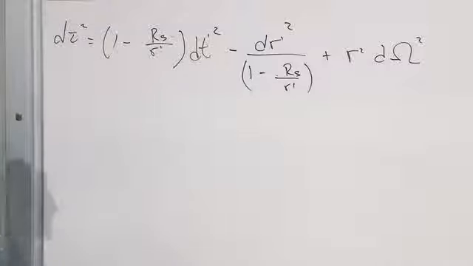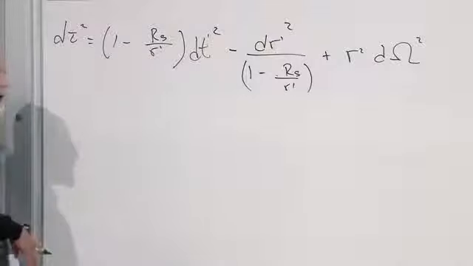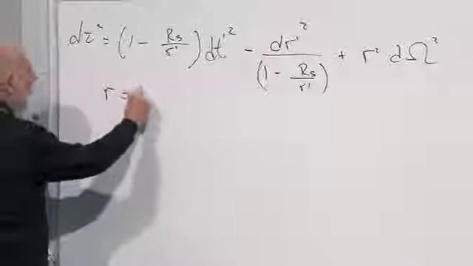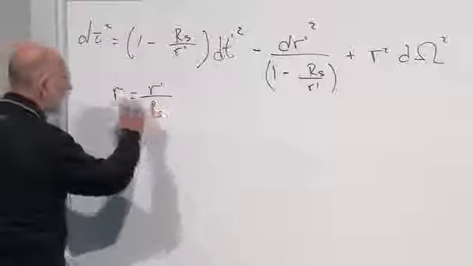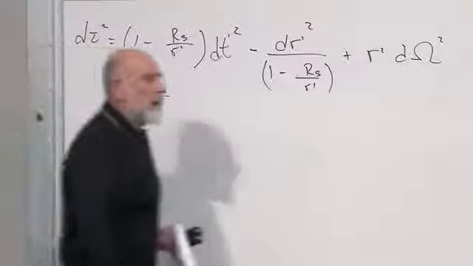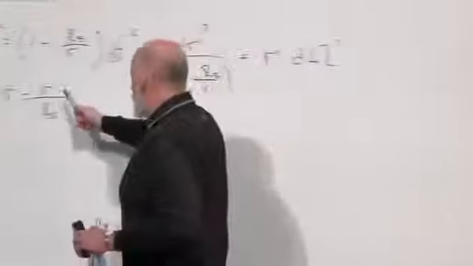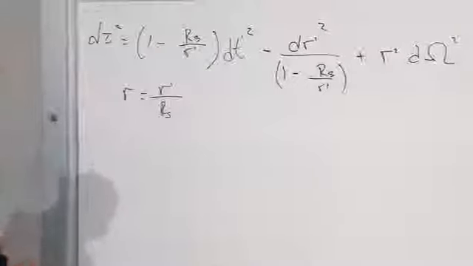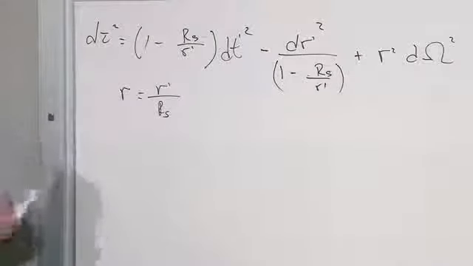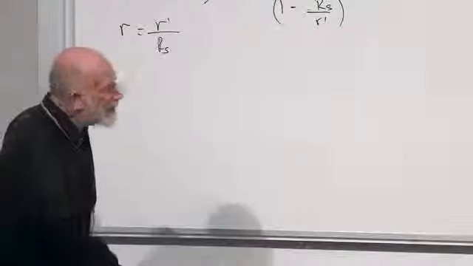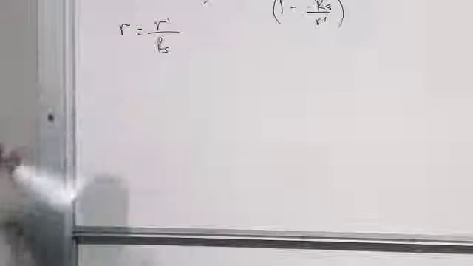Okay? And now I simply want to do something very simple. I'm going to redefine or rescale r. I'm going to define r to be r prime divided by r Schwarzschild. Now normally r's have units of length. When I divide two lengths, I get something which is dimensionless. So now my r, which is not the same r that I used last time, r prime is the r from last time, but now my r is dimensionless, and I can rewrite this.